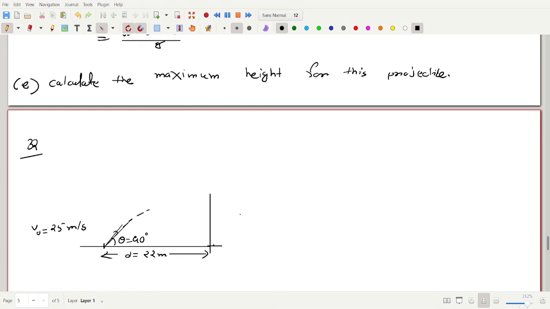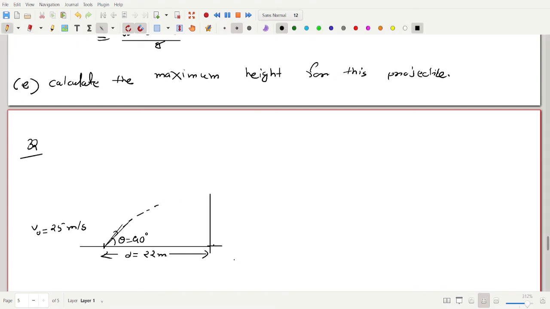Or okay, so there can be two things. Number one, the height of the wall is given. Is it given? Okay, according to the question it basically hits the wall. So it hits the wall. Fine.